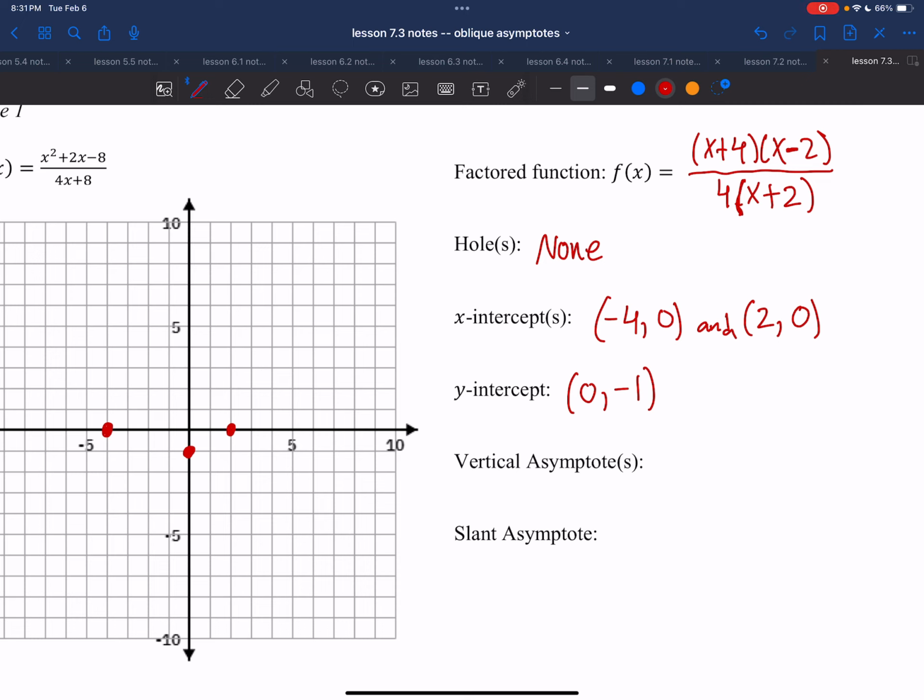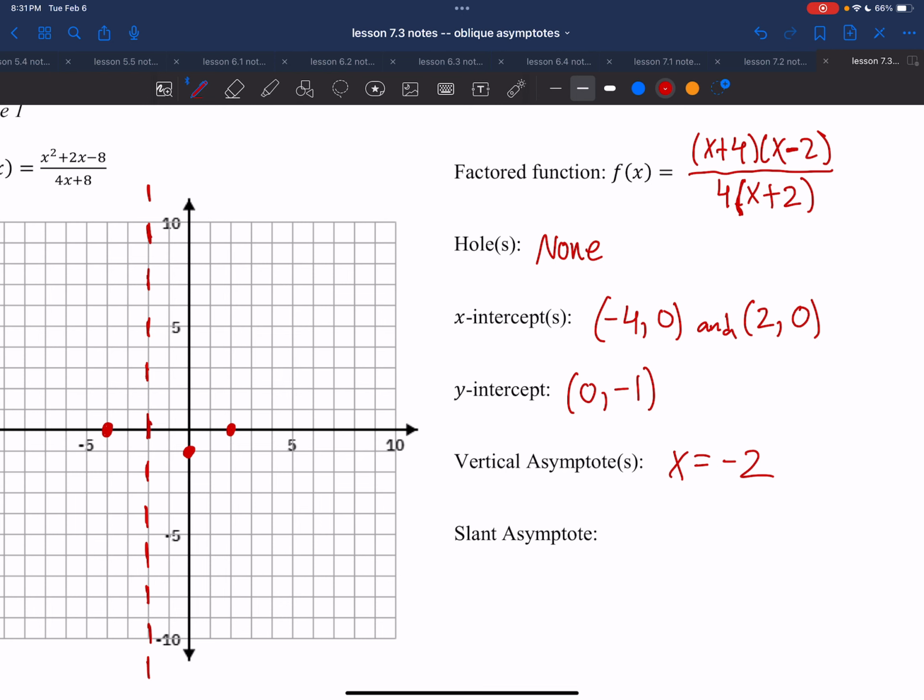Vertical asymptotes. So vertical asymptote makes the bottom, the denominator, 0. I got 4 times x plus 2. The root of that is going to be -2. All right, -2 makes the denominator 0. So I'm going to just nicely make my vertical asymptote like so. All of that is just from 7.2, right? None of that's new, none of it.